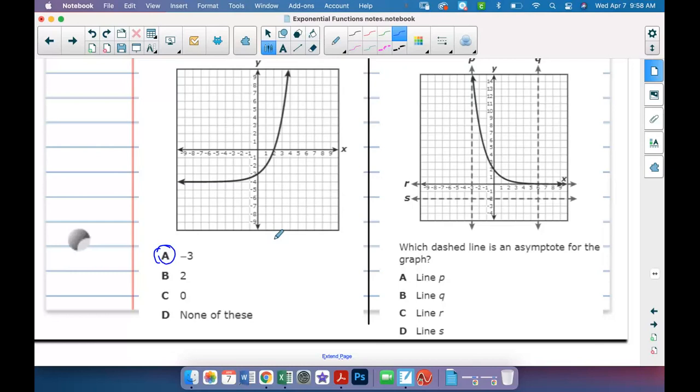Even though the graph looks like it touches line R, it actually does not touch, and you want to pick the one that the graph approaches the closest to, okay? Because that's the definition of an asymptote. From between line R and line S, the graph gets closer and closer to line R, okay? So line R is the asymptote. So right here, the best answer is letter C. Okay, let's go now to the next one.